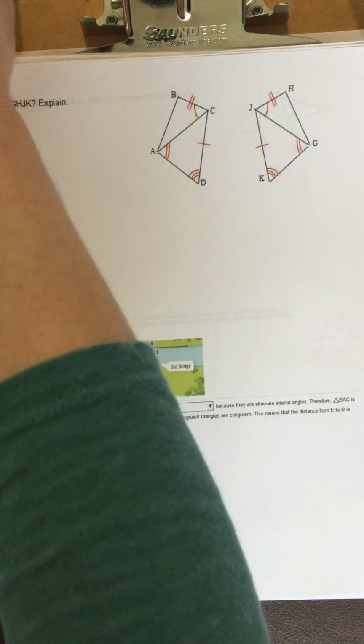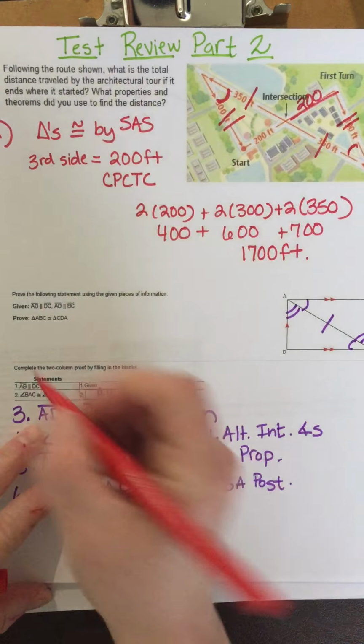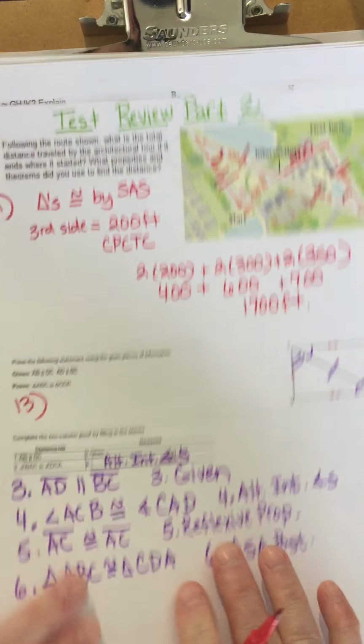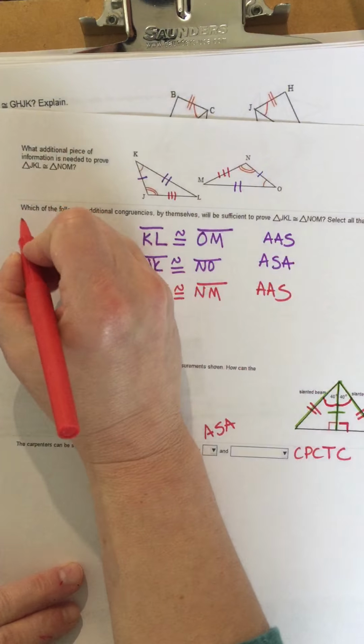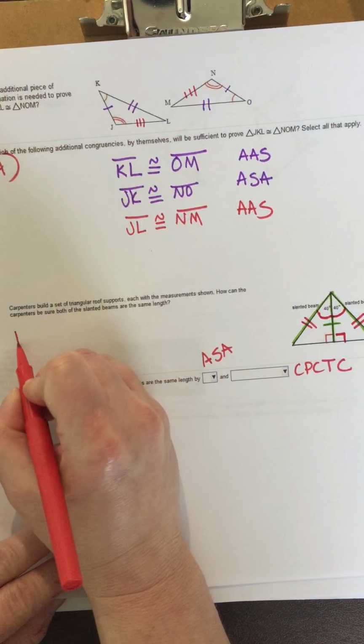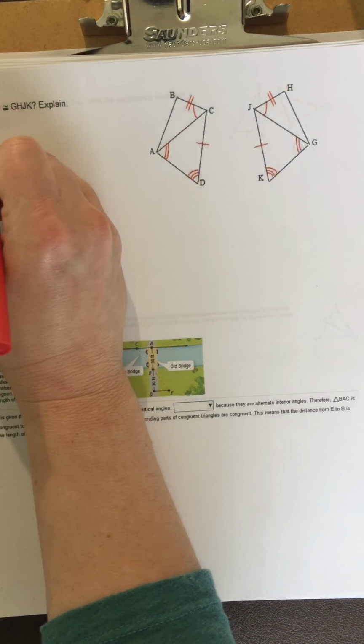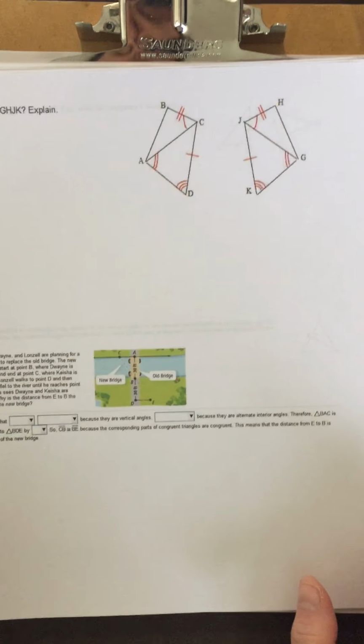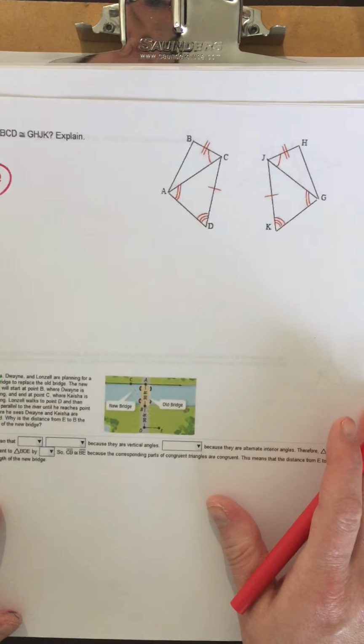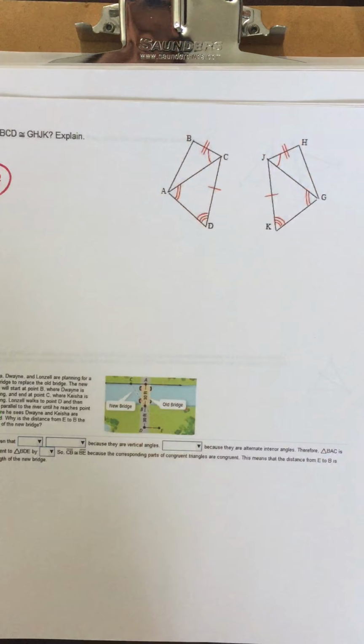All right, for the next one, I quit numbering them. All right, so this was 13. So that one was 14. The carpenter was 15. So this would be number 16. Now, it wants to know if this whole hunk of goodness is congruent to this whole hunk of goodness.